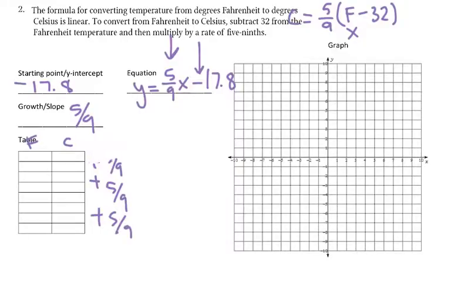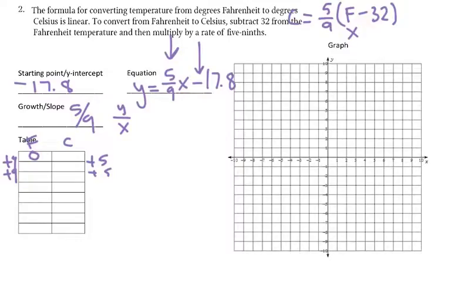Or, because we can split up a fractional growth slope into the y over the x, we could say we're adding 5 every time over here we're adding 9. It's almost easier in this case, isn't it? So we'd have 0, then 9, and then 18, and so on. Or I guess I could even go negatives, couldn't we?